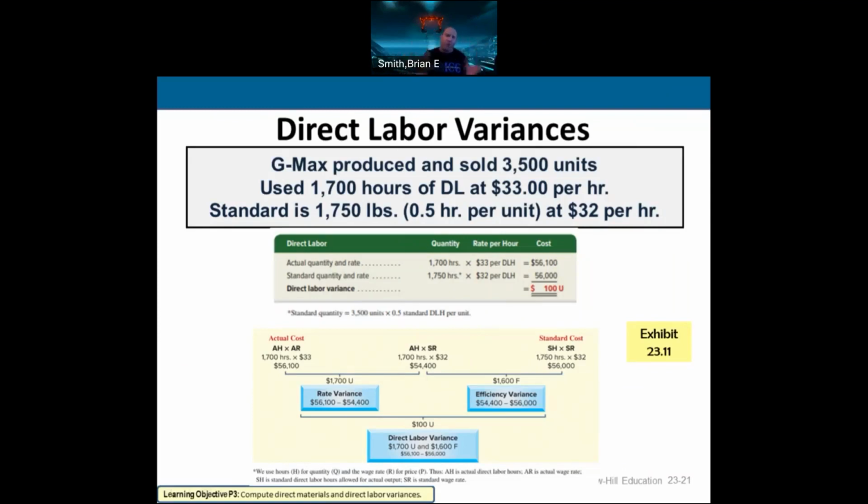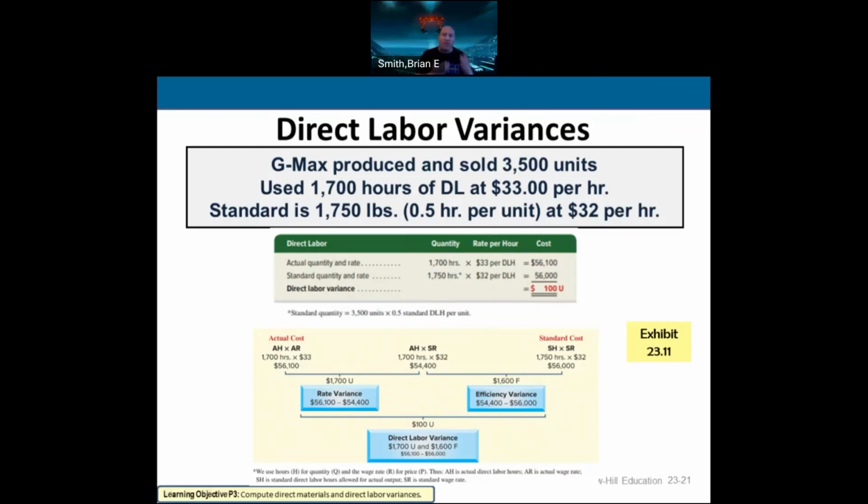So taking both of these variances and looking at them together is going to help you realize that even though we had a good efficiency variance, we've screwed up on our rate variance and on our direct materials variance as a whole. As you can see, we had a $1,600 favorable efficiency variance and a $1,700 unfavorable rate variance. We net them together for a $100 unfavorable total direct labor variance.